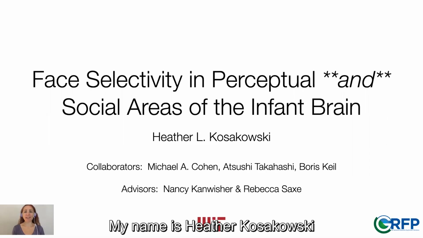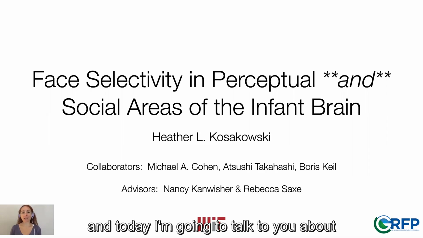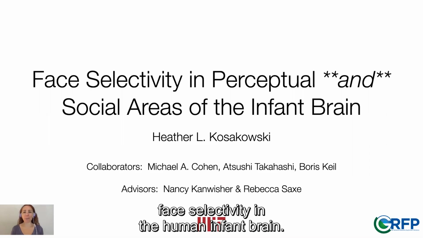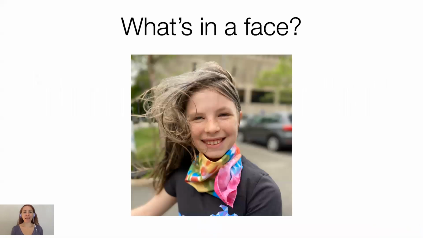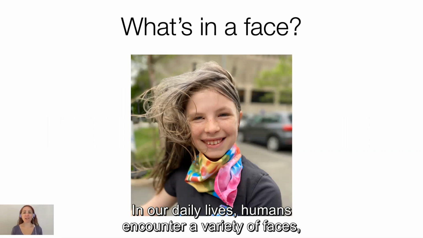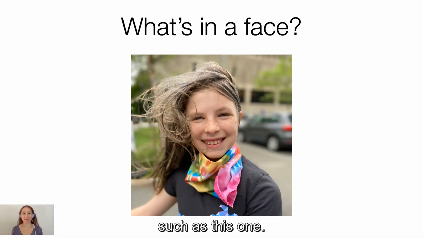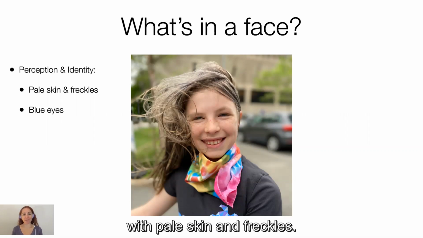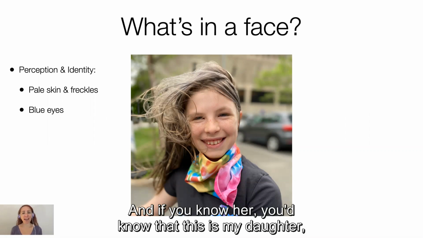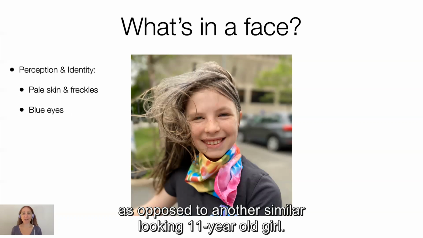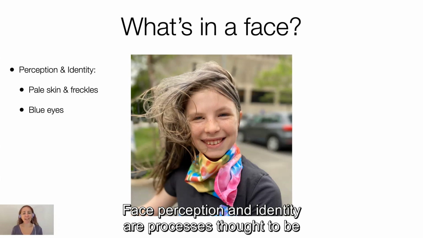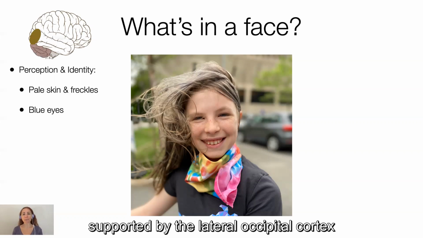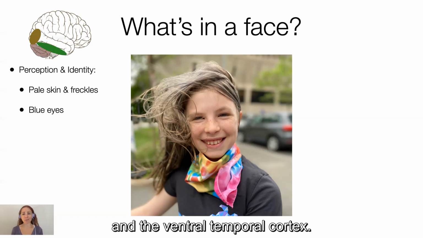My name is Heather Kosakowski, and today I'm going to talk to you about face selectivity in the human infant brain. In our daily lives, humans encounter a variety of faces, such as this one. When you see a face like this, you might notice that this is a girl with pale skin and freckles. She has blue eyes, and if you know her, you'd know that this is my daughter, as opposed to another similar-looking 11-year-old girl. Face perception and identity are processes thought to be supported by the Lateral-Occipital Cortex and the Ventral-Temporal Cortex.